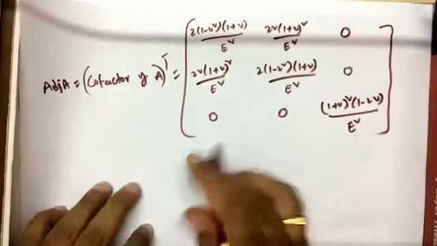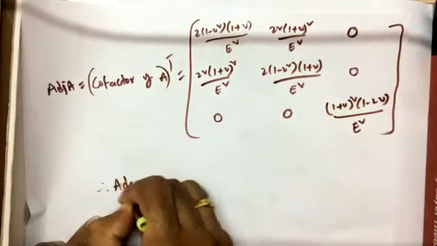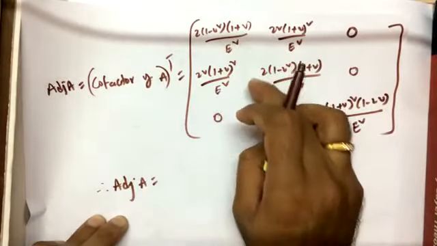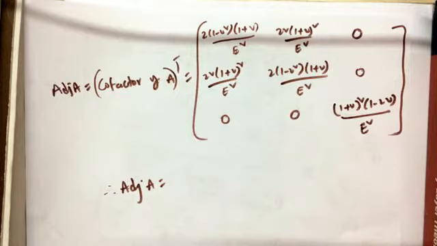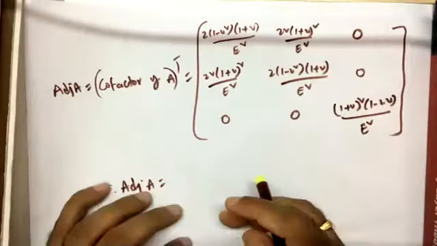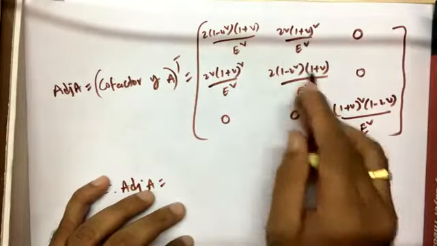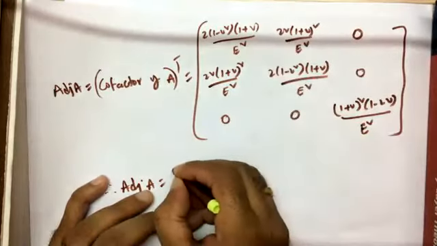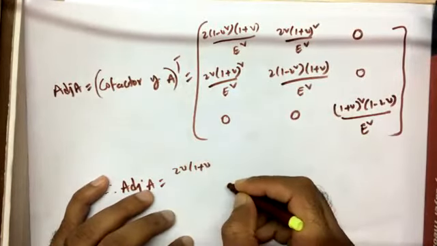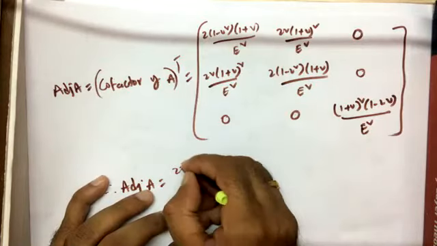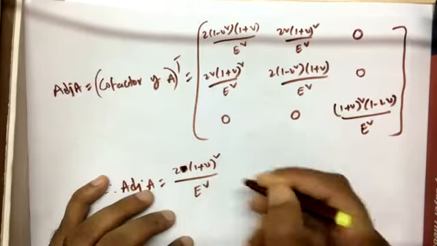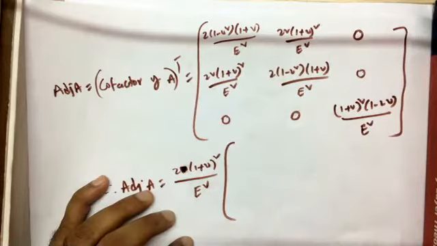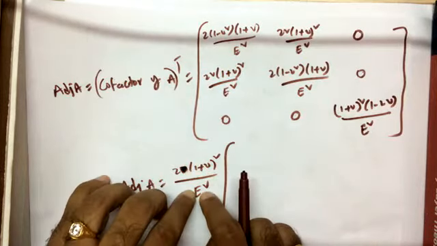Now, can I take anything common? This is adjoint A. Just look at the matrix and tell me, can you take anything common from there? I can take 2 into (1 plus nu) whole square by E square common. If I take 2 into (1 plus nu) whole square by E square common, then what will I get?